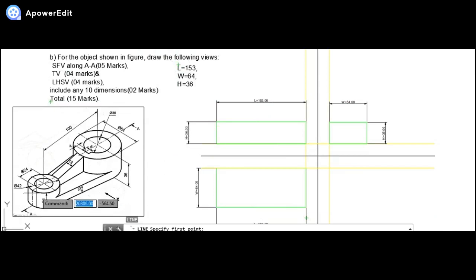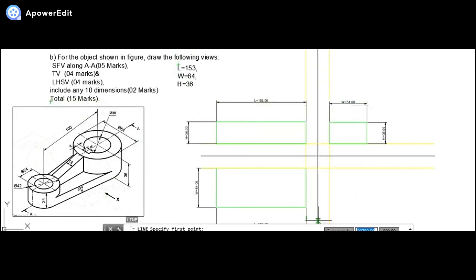What about the width? If I see in the side view, the maximum horizontal dimension that we can see is nothing but 64. That is why the width is 64. And what about the height? Height is nothing but 36. That maximum vertical distance.